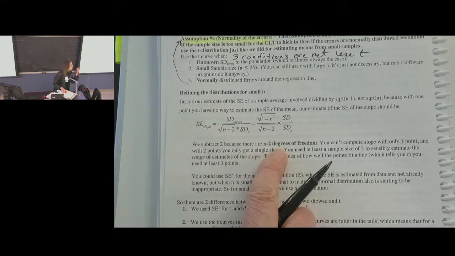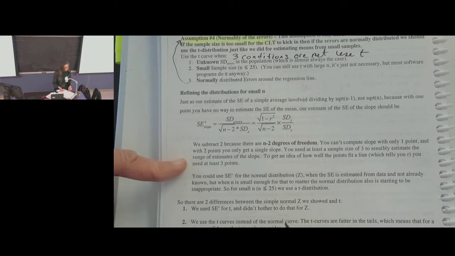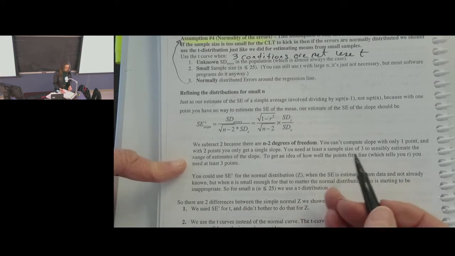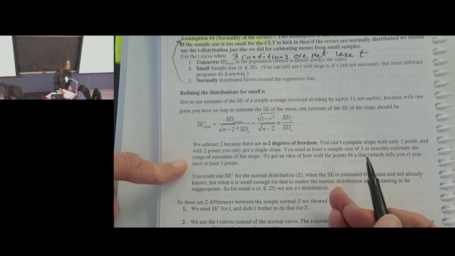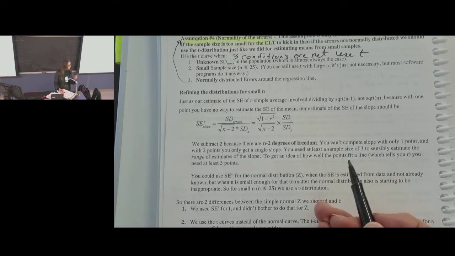Now we have n minus 2 degrees of freedom because the degrees of freedom refer to the variability around our model, which is a line. First of all, you need 2 points to even get a slope, right? But then you need a third point in order to estimate any sampling error around that slope. If you just have 2 points, you're going to get a single slope. It'll be a perfect line. You'll have no error around that.